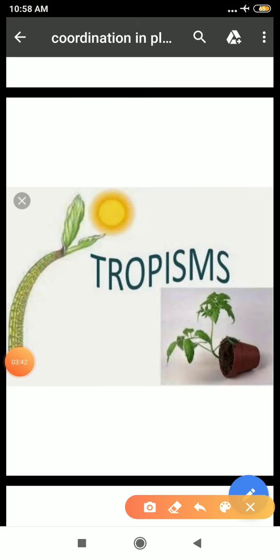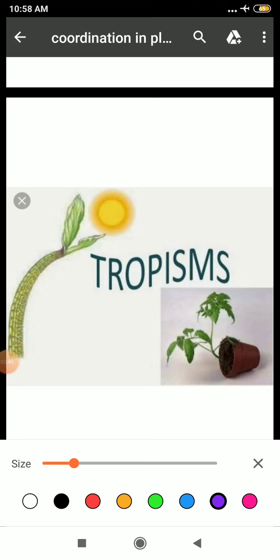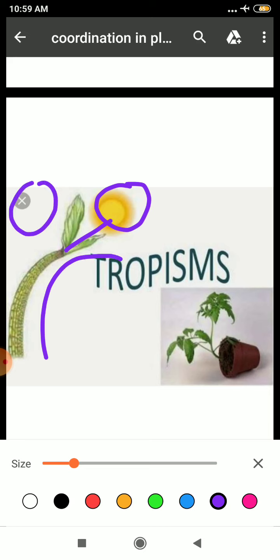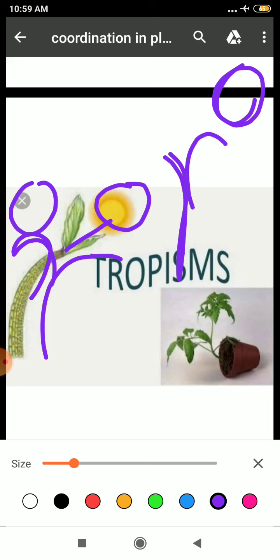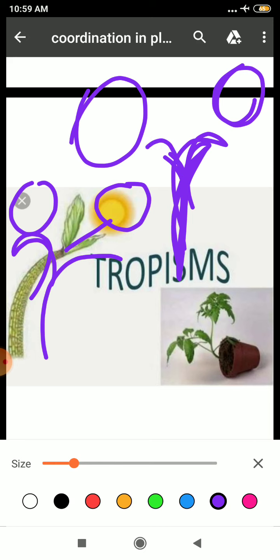First of all we will study tropic movement, or simply tropism. See students, I think you have understood by this diagram only. See here, the sun is here and sunlight is falling from this direction, so the plant is moving in this direction. If the sun is in this direction, then the plant would move in this direction. Wherever there is sun, the plant will grow in that direction only. If it is here then there, and if it is here then it will move like this. Clear?